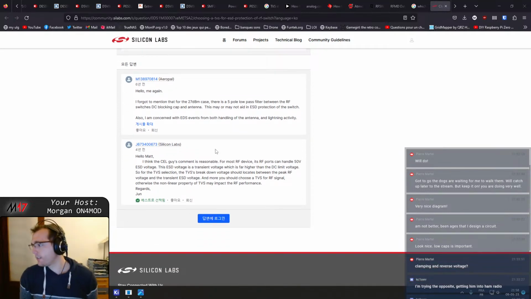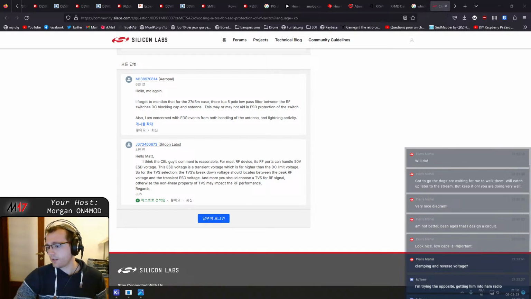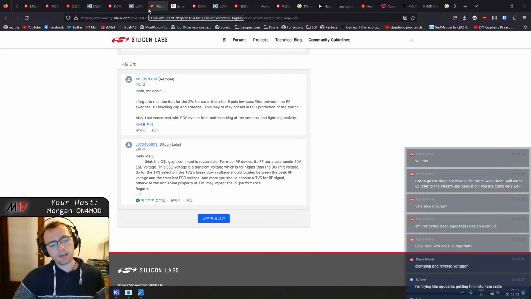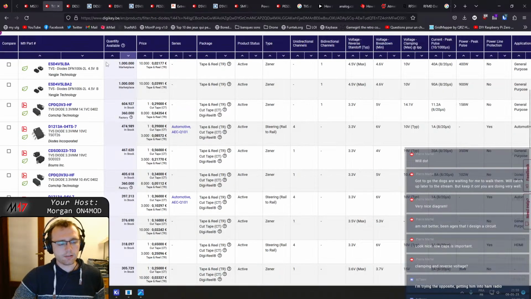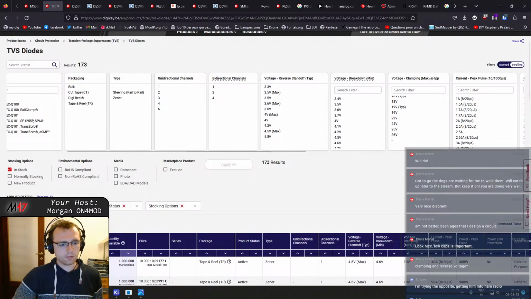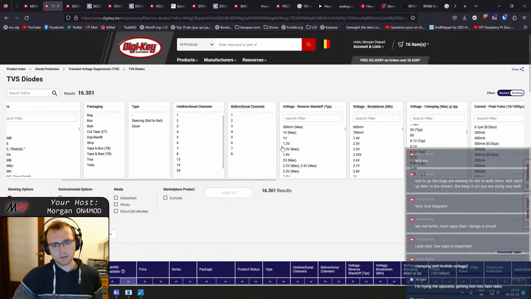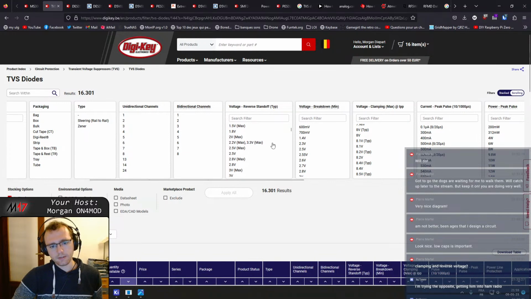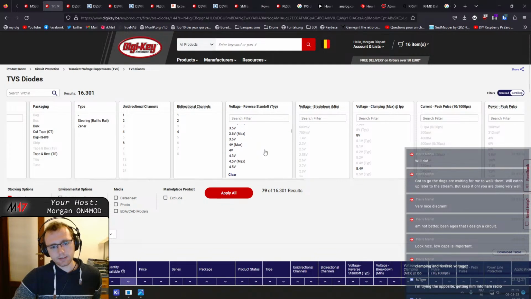Yeah, okay, they are saying that if you have an ESD event, the TVS is gonna lower the peak voltage, and as long as it's below the maximum ESD voltage of the device, then it should be okay. So I think we are gonna select a reverse standoff voltage of at least 3.3 and let's say at most 4.5.